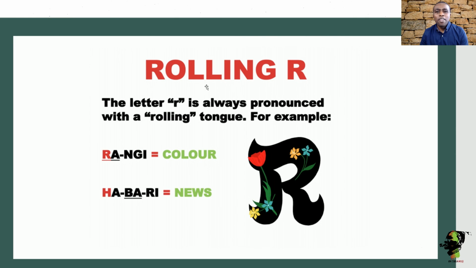Rolling R. Can you roll your tongue? This is important. If you can't, you can just use your regular R. So the letter R is pronounced with a rolling tongue, and this is how you can pronounce the word color, rangi. The word news, habari. Very important word to pronounce there.